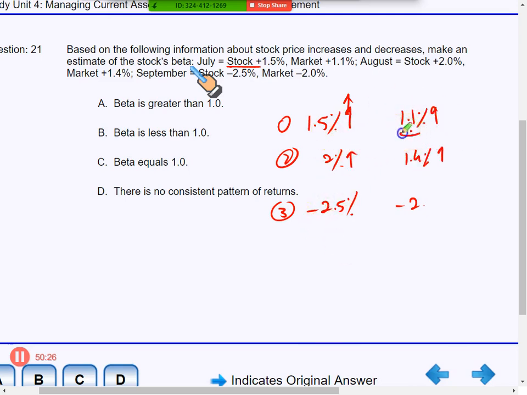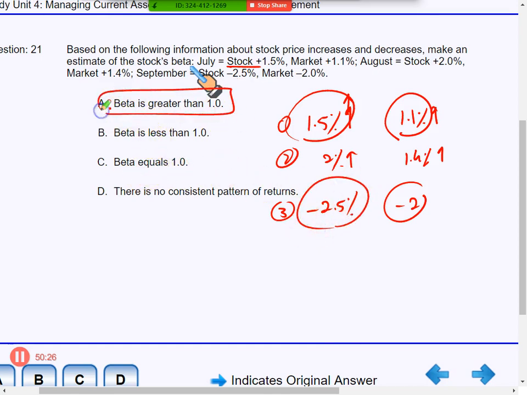Why? Because when the market rose by 1, your share went up by 1.5. When the market fell by 2, your stock fell by 2.5, negative. It means the beta is greater than 1. And if you apply the formula given in your book, the rough estimation of beta, instead of using a complicated formula, it is the change in returns on the asset over the change in return of the whole market.